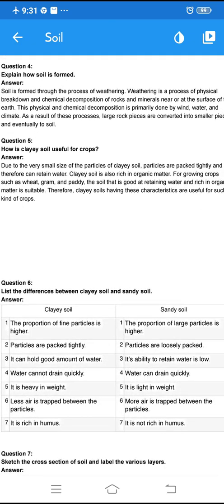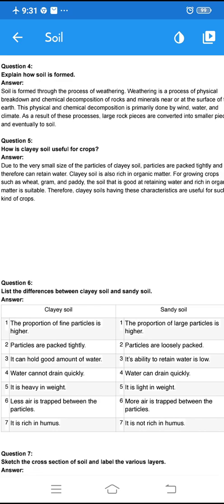So soil is formed through the process of weathering. As we had discussed in the beginning of the class, we studied what soil is and what the composition of the soil is. At that time I had explained how the soil is formed. So let us discuss the same thing now. Soil is formed by the process called weathering of the rocks.